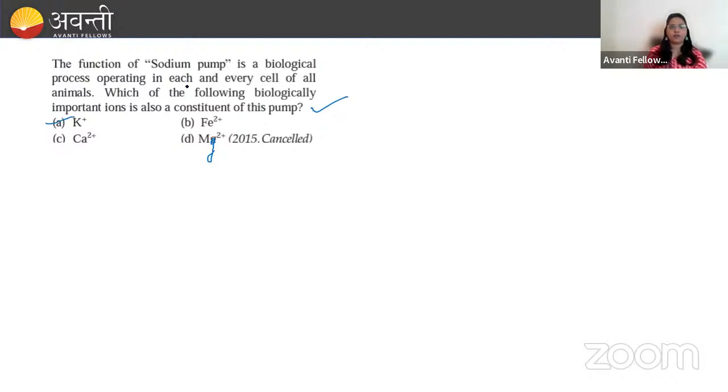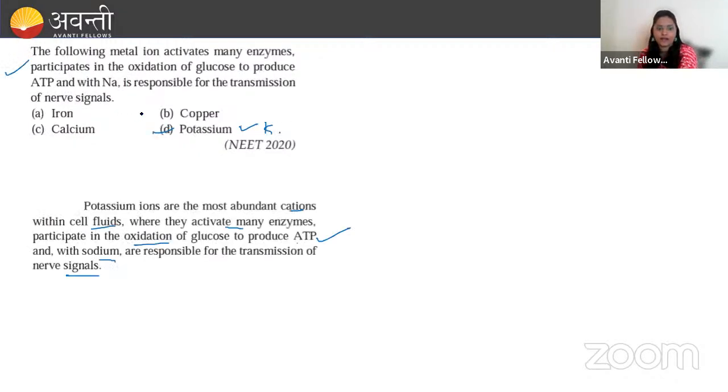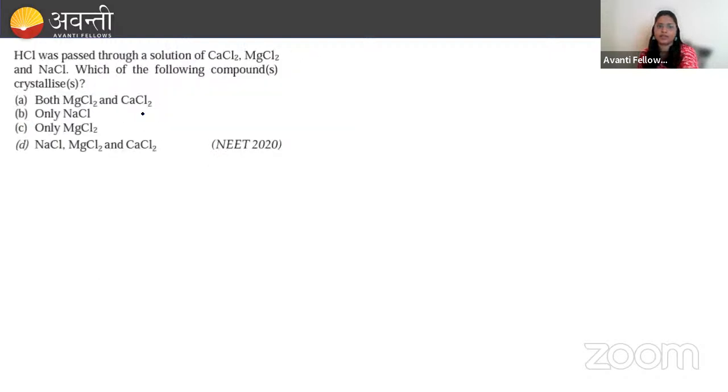Biological process operating in each and every cell of all animals. Which of the following biologically important ions is a constituent of this pump? So here K plus is the answer. Right, we have talked about this. Now a converse question is present here.